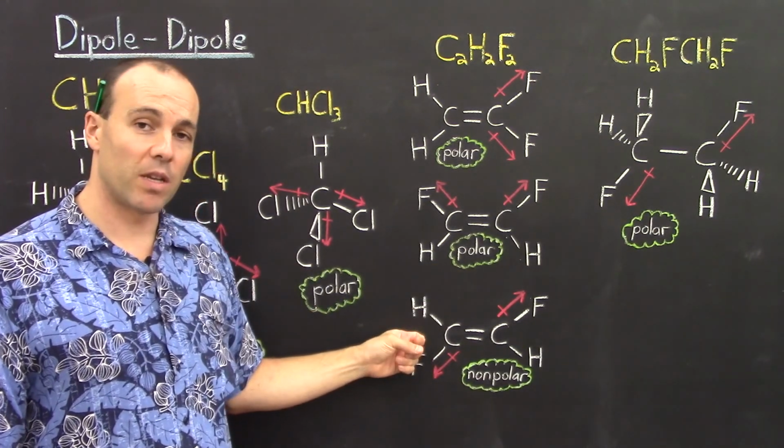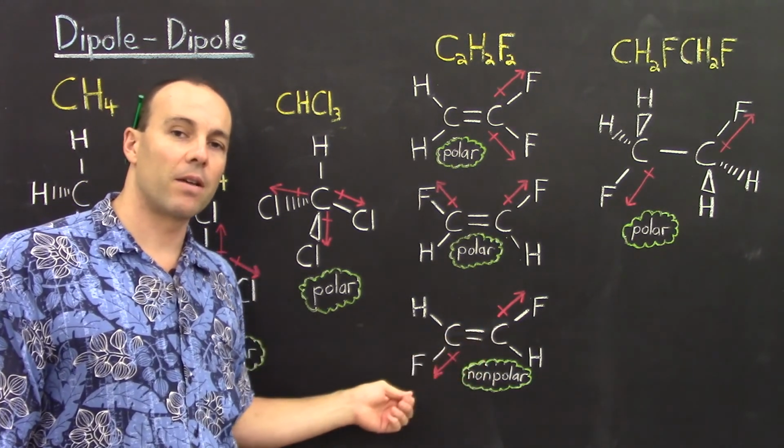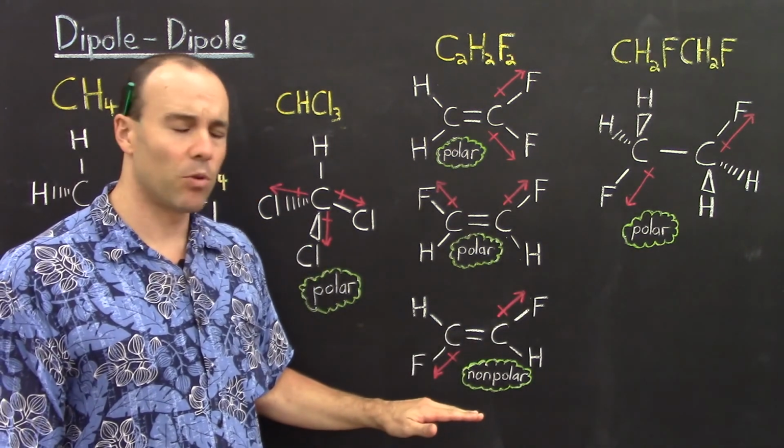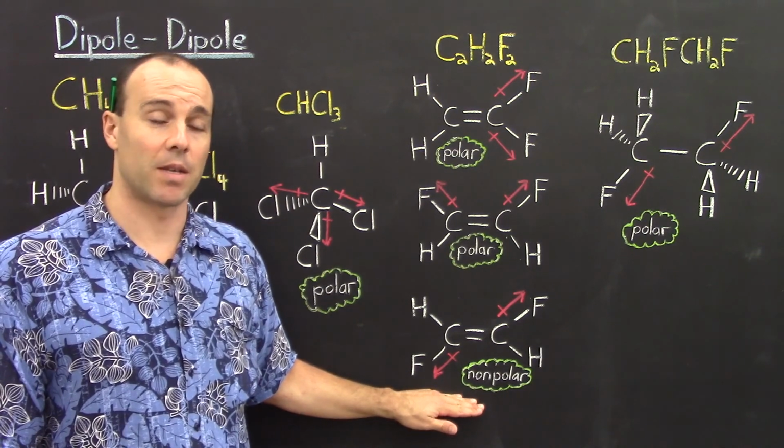The third geometric isomer has a fluorine attached to each carbon. However, now the fluorines are pulling in opposite directions, and the dipoles cancel off. So there is no molecular dipole, and the compound is nonpolar.